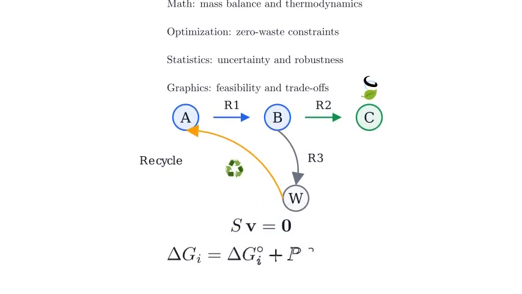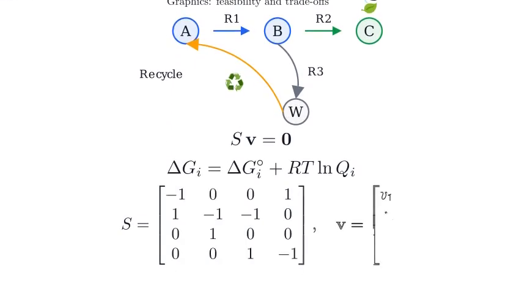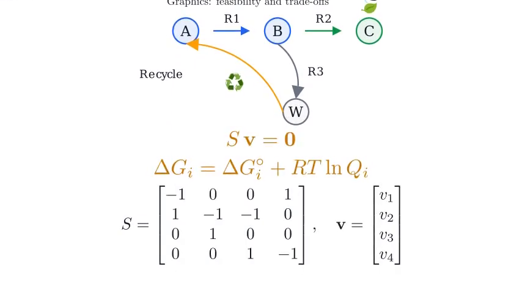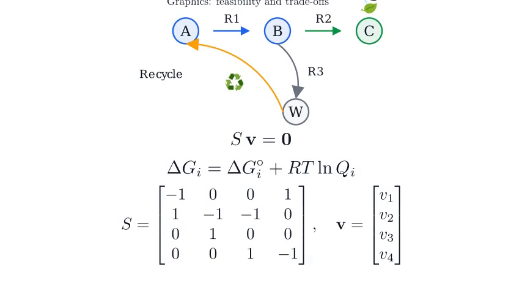Now, the math. At steady state, mass balance says S V equals 0, where S is the stoichiometric matrix and V is the vector of reaction fluxes. Thermodynamics connects reaction direction to free energy. A reaction's delta G equals delta G naught plus R T times the natural log of Q, the reaction quotient. Feasible steady states must satisfy both mass balance and thermodynamic directionality.